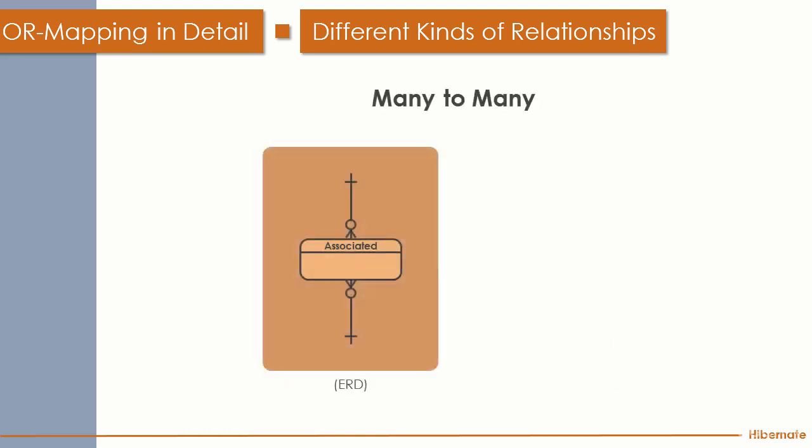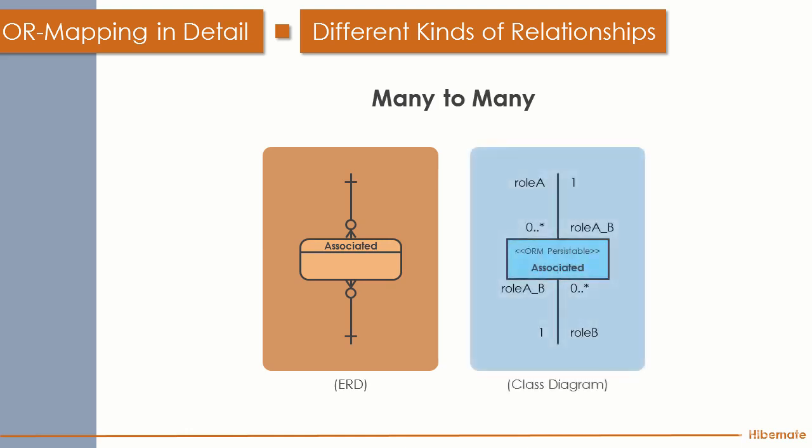If you have a many-to-many relationship, we have an associated table in between, then we will have the associated class which represents the middle objects.